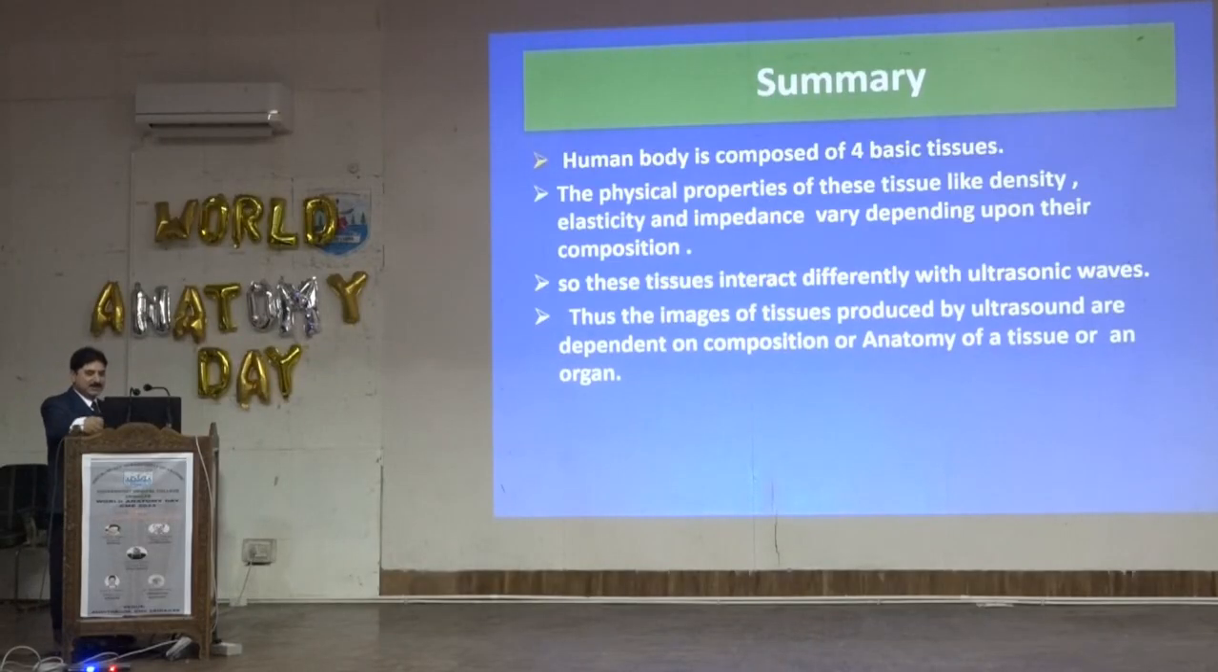I want to summarize my lecture: the human body is composed of 4 basic tissues. The physical properties of these tissues, like density, elasticity, and impedance, vary depending upon their composition. So the tissues interact differently with ultrasonic waves. Thus, the images of the tissues produced by ultrasound are dependent on the composition or anatomy of a tissue or an organ.